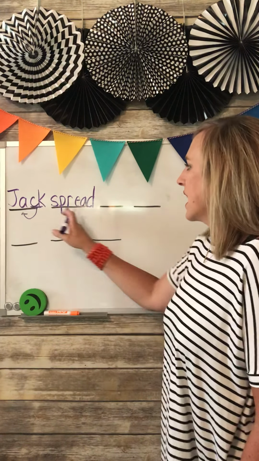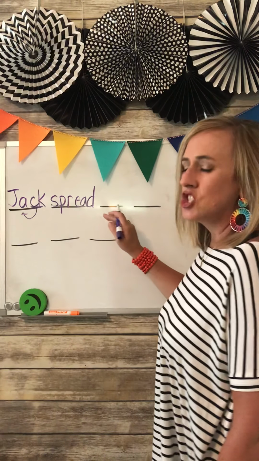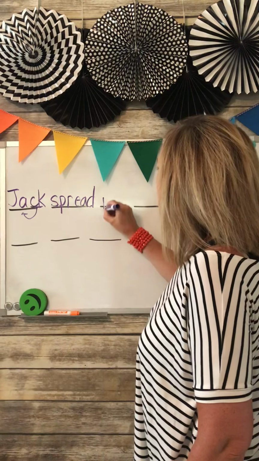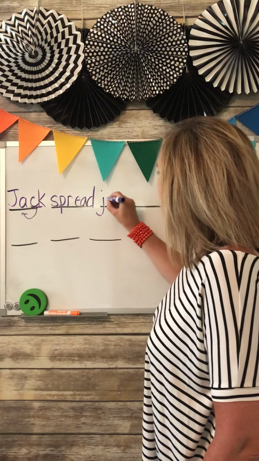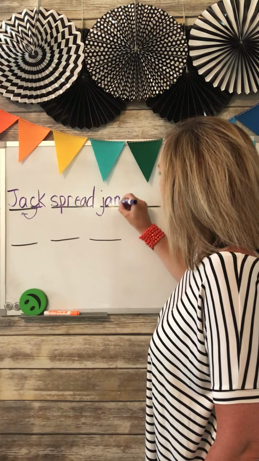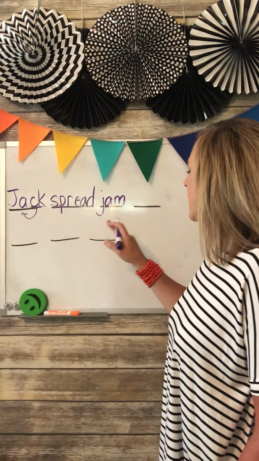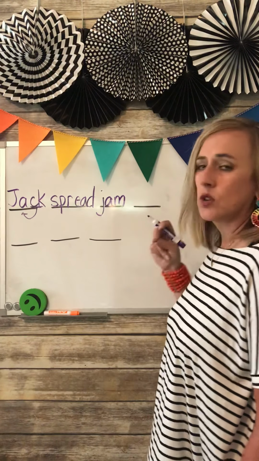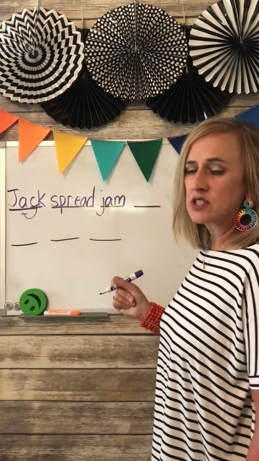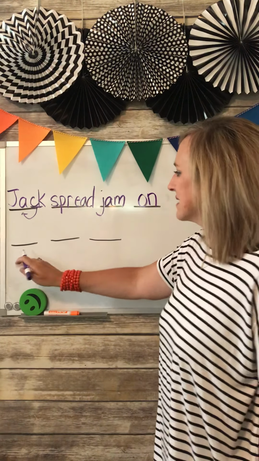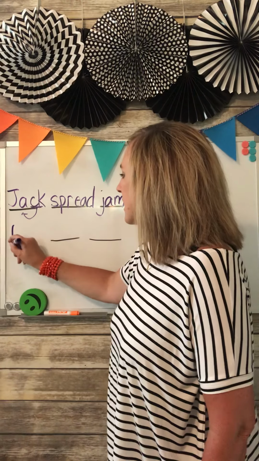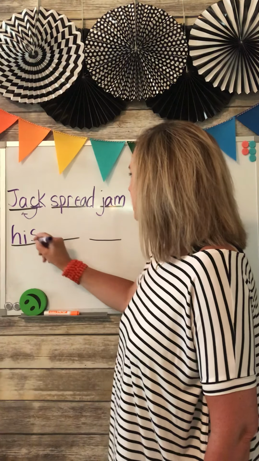The next word, Jack spread jam. J-am. J is spelled with J. Am, that A-M spelling pattern. Jack spread jam on. Sight word, I've got to be able to know those letters real quickly. O-N. His, another sight word. H-I-S.